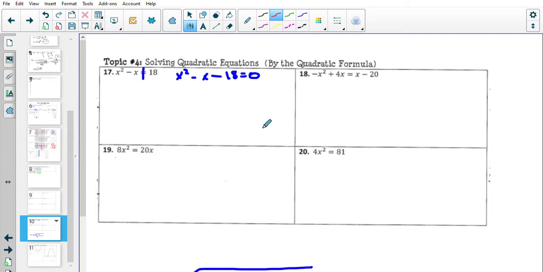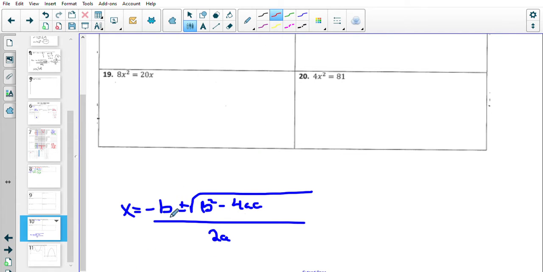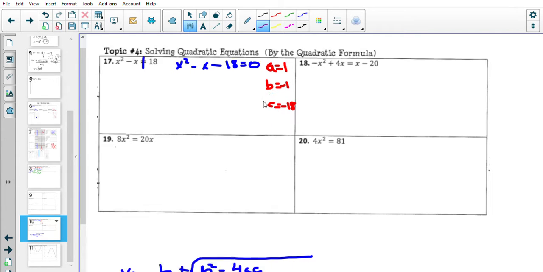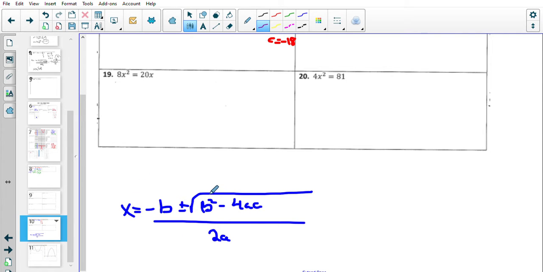And the reason why is because we need to know what our values of a, b, and c are, because a is in front of the x squared. So in our case here, a is 1. That looks like a 9, but that's an a. b is in front of the x, so b is negative 1, and c is the constant, so c is negative 18. And from there, we're just going to plug these three values into our formula.